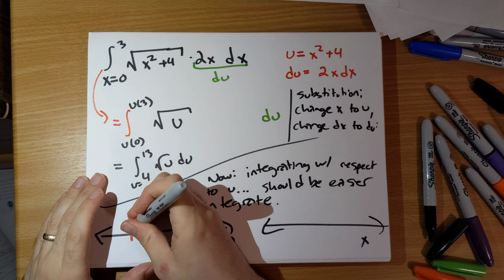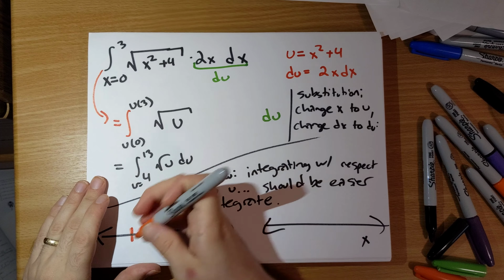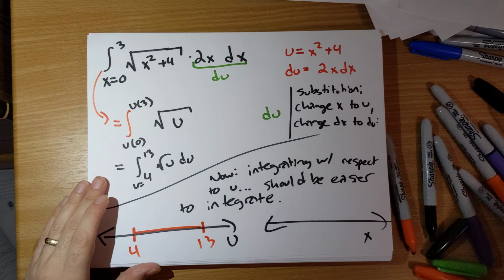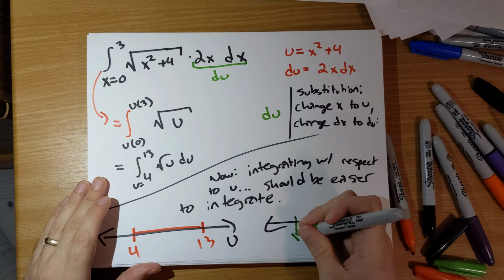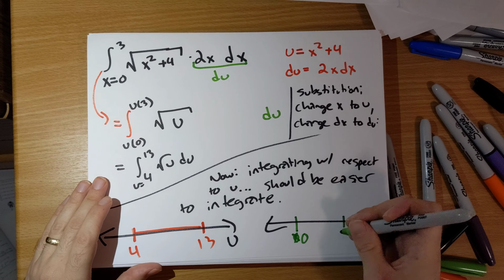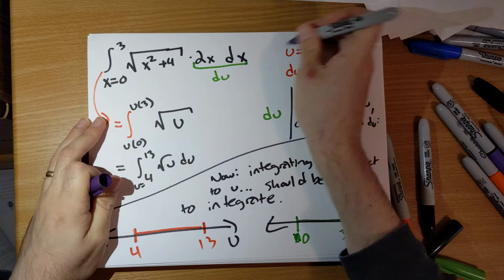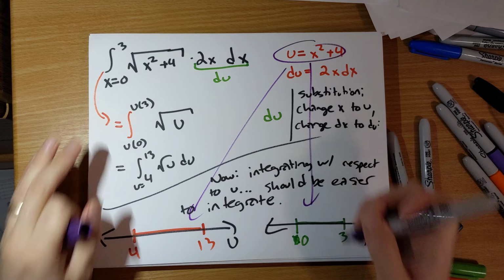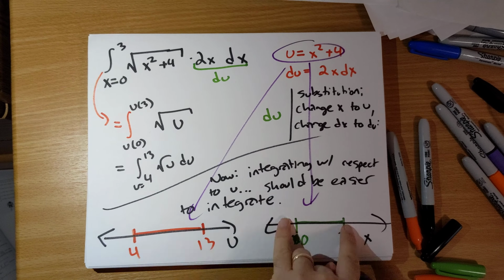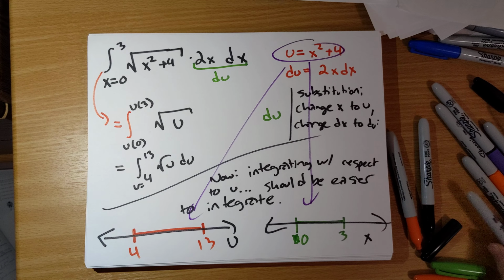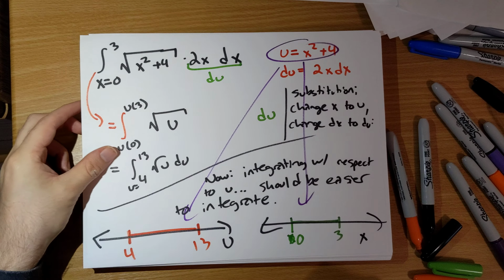So somehow the interval u runs from 4 to 13. Somehow this corresponds to the interval x runs from 0 to 3. Under this function, this function ties together these two intervals right here. Okay, so this is all revisiting pretty easy end of Calc 1, start of Calc 2 stuff.